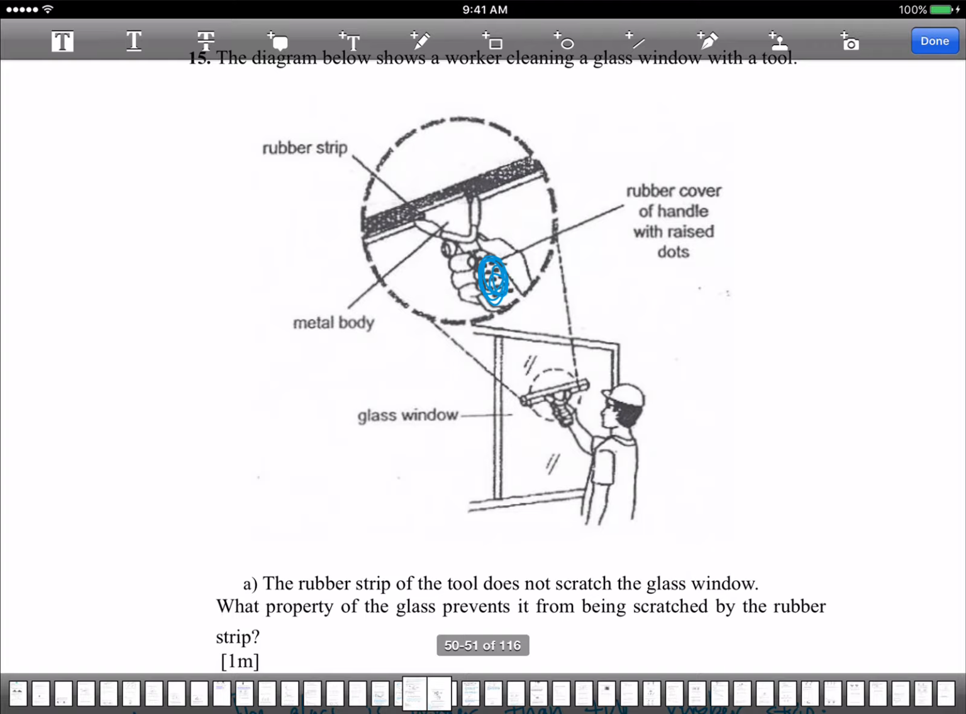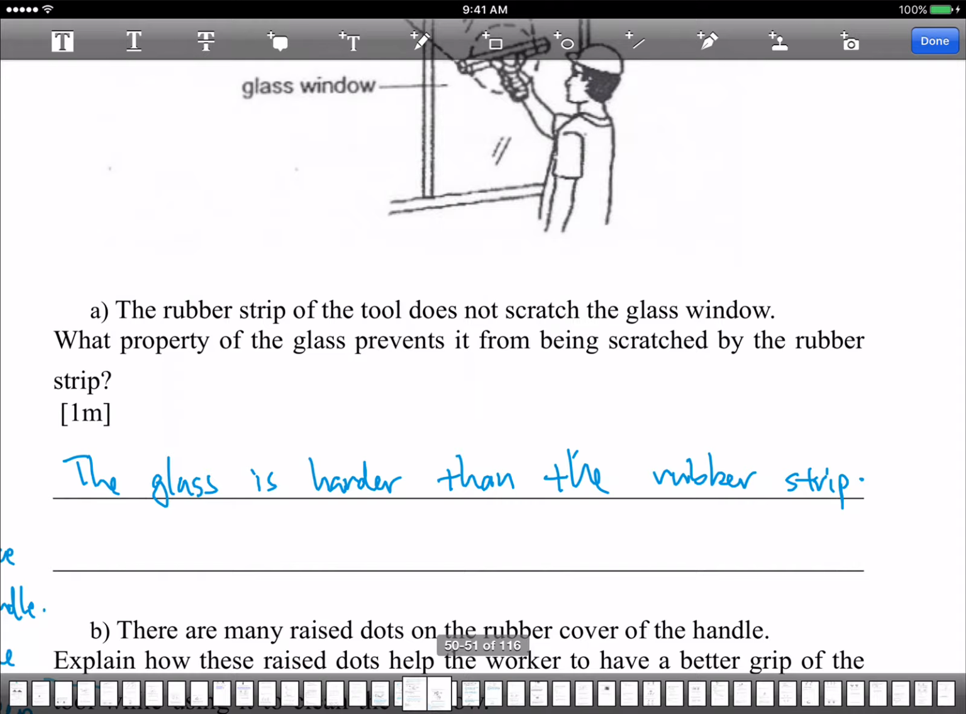The glass is harder than the rubber, right? The property here is hardness. So when something is harder than another thing, it will not be scratched. That's it. Because it's harder than the rubber strip.